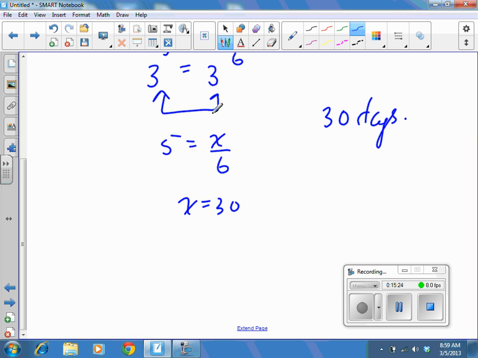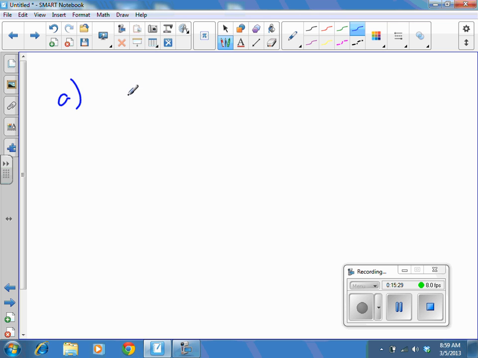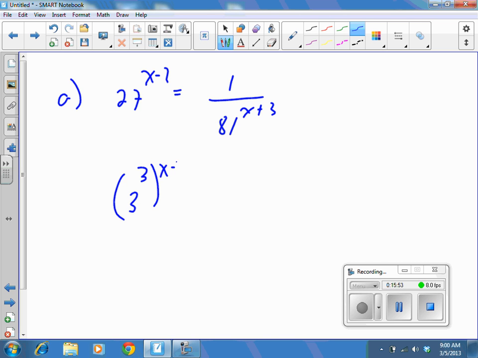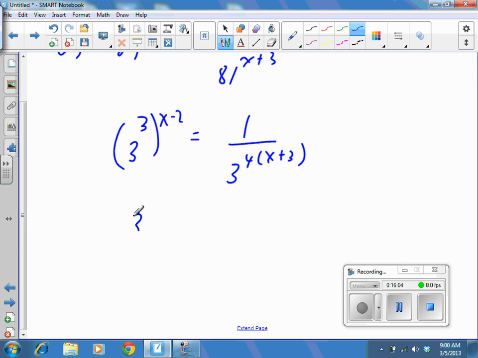And our final example, oh no, we have 2 more, is 27 to the x minus 2 equals 1 over 81 to the power of x plus 3. Again, classify: exponential. How do you solve it? Make the bases the same. What base should I go to? 3. Good. So it's 3 and 3, power through.